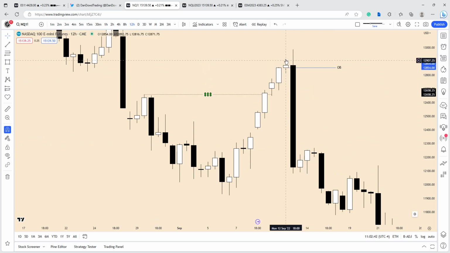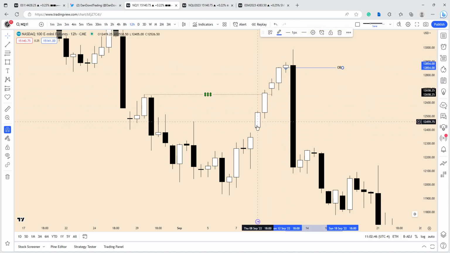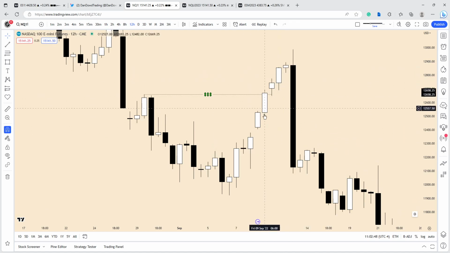The order block is not up there. It's not the last up close candle before the large down move. See how we have these consecutive up close candles in here? We have 1, 2, 3, 4, 5, 6. This is one consecutive order block.